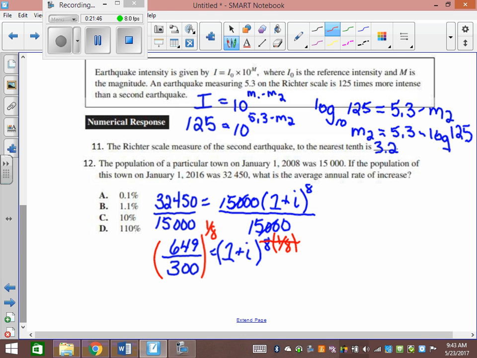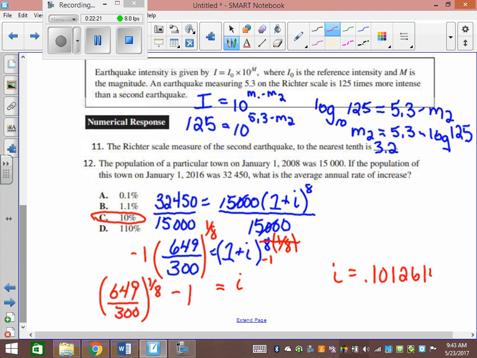And then what am I going to do? Subtract 1. So you subtract 1 from both sides. And you get 0.10126 blah, blah, blah, which is what? 10%. If it doesn't say doubling, tripling, or half, or anything like that, you can't use that one.